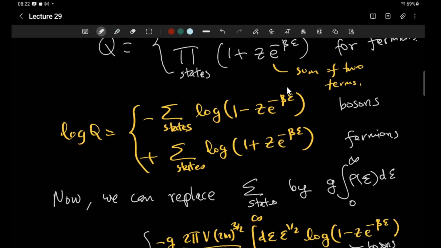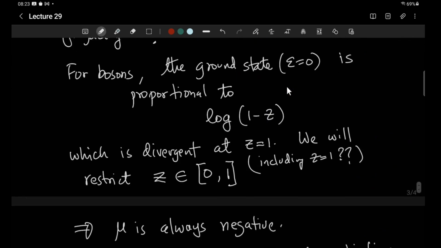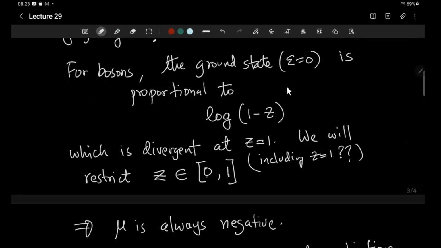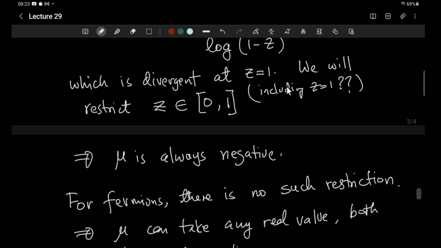Can mu be zero for fermions? Yes, mu can be zero for fermions. It can be negative, it can be positive. Okay, sir. And can you explain once again why it is negative for bosons? Because z is e to the power beta mu, and z is between 0 and 1. So z equal to 0 is mu equal to negative infinity, and z equal to 1 is mu equal to 0. And it's a monotonic function of z, or of mu rather. That's all, there's nothing deep. So mu is always negative.